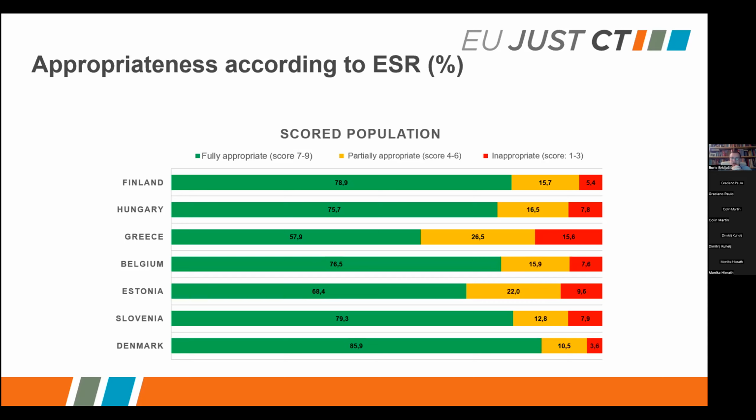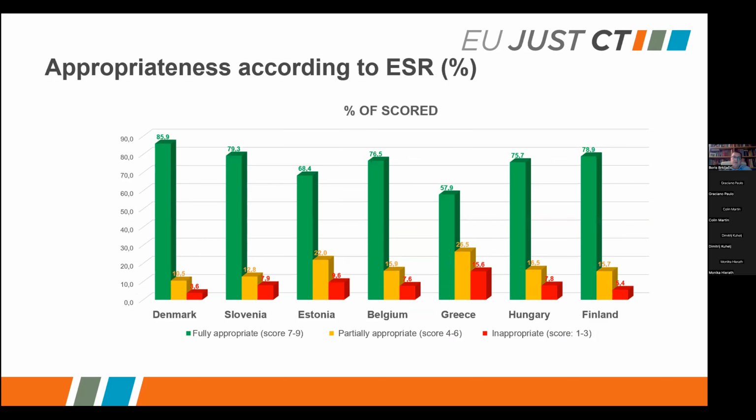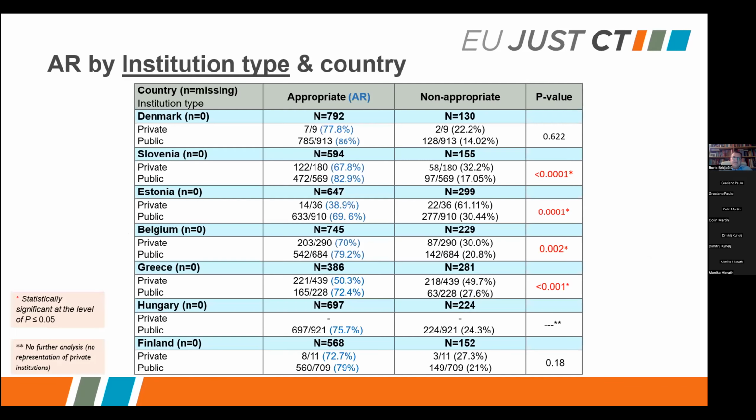And then partially appropriate, as you see here, were from 10% in Denmark to 26.5% in Greece, and totally inappropriate from 3.6% in Denmark to 15.6% in Greece. This is a different way that these results are presented in bars. And then we were looking at institution type and country, public versus private, as you can see in most countries.